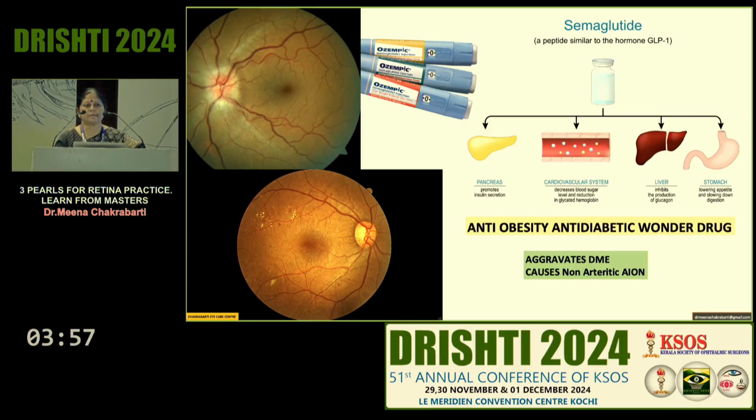Semaglutide is presently the wonder drug on the block, the new kid on the block, a widely used anti-obesity and anti-diabetic drug, which causes non-arteritic anterior ischemic optic neuropathy and worsening of the diabetic macular edema.